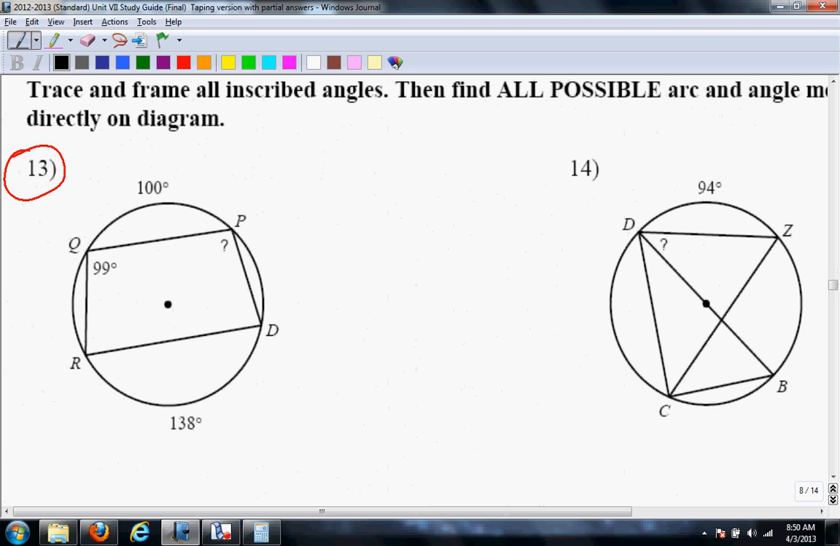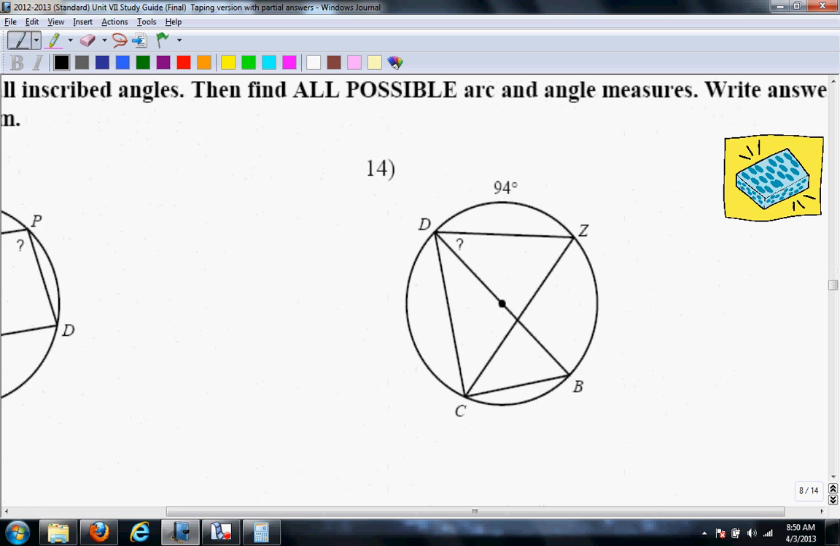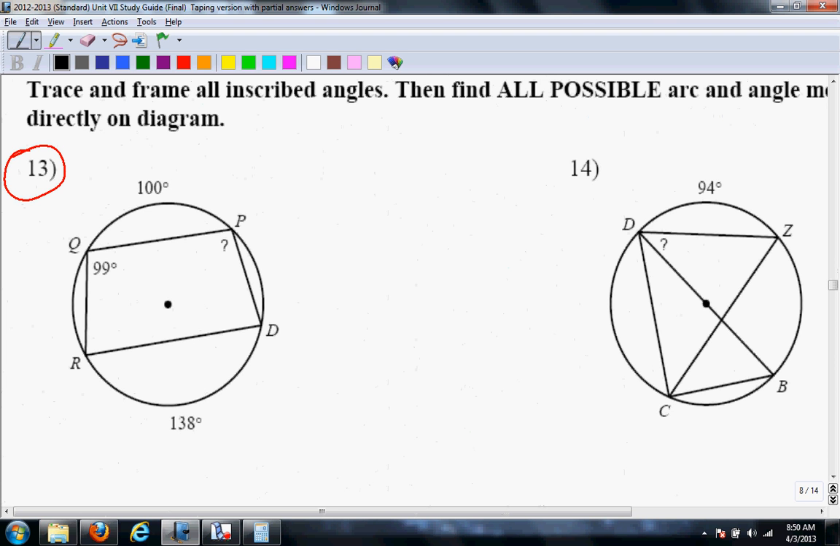It says we're going to trace and frame all inscribed angles, and find all possible arc and angle measures. Remember, inscribed angles have 3 qualities. First off, the vertex is on the circle. Second, the arms are in the circle. Third, the endpoints of the angle, or I'll call them the hands in class, grab an arc. That's an inscribed angle. Head on, arms in, hands grab.